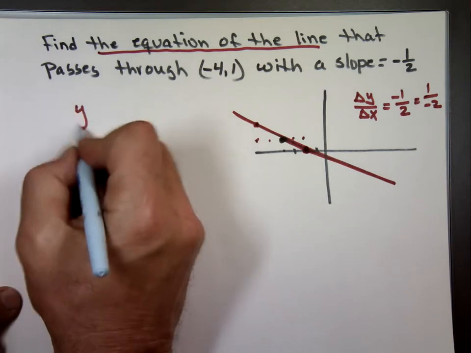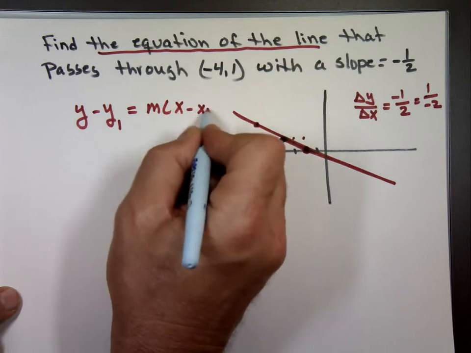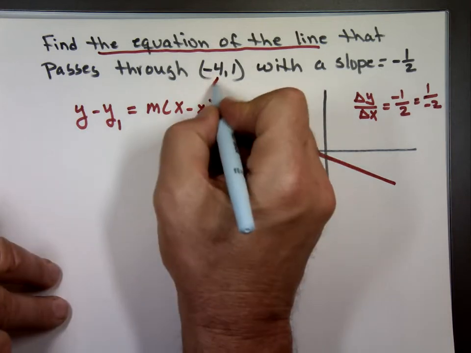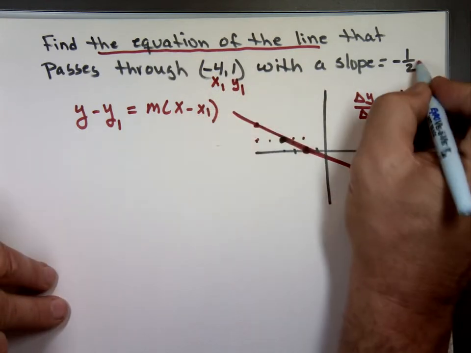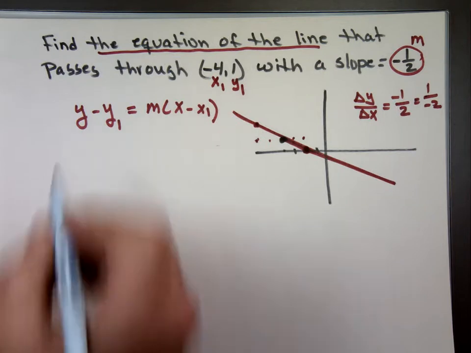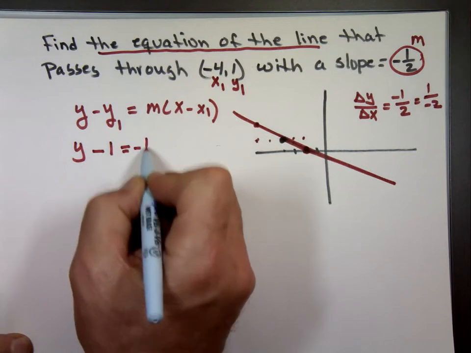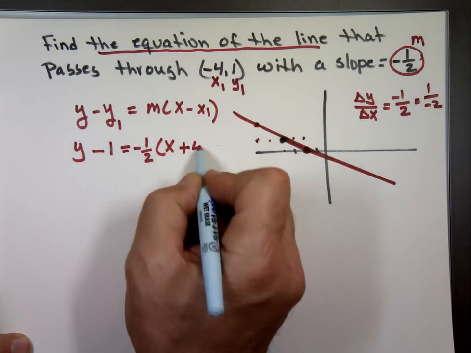So I'm going to use y minus y sub 1 equals m times x minus x sub 1. To use that, you need to have a slope and a point. We have a slope and we have a point. The point gives you x1 and y sub 1. The slope is your m. So plug them in. y minus 1 equals negative 1/2 times x minus a minus 4, that makes it a plus 4.